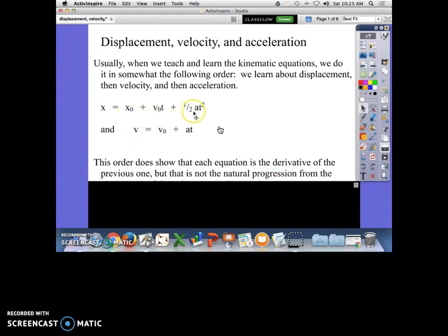Now, this order does show that each equation is a derivative of the previous one. Well, there's only two here. But if you know a little bit about a derivative, if I take the derivative of 1 half at squared, dx/dt, multiply the 2 over here times the 1 half, you get 1, and it drops to at. And if you took the derivative of this, the t would drop off, and this being a constant, it would just drop off. So the second equation is a derivative of the first one. And I could take the derivative of this equation and just get a.